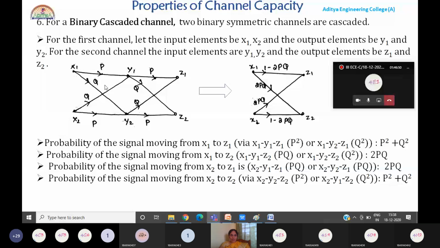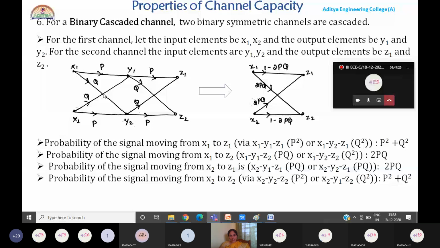Now can you tell me the probability of x1 moving z2 via y1. PQ, ma'am. P into Q. Okay, very good. Can it know what is the probability of x1 to z2 via y2? Q square, ma'am. ఇక్కడ చూడండి x1 to y2 is Q and y2 to z2 is P. Yes, ma'am. Sorry, ma'am. PQ. అప్పుడు PQ అవుతుంది. సో టోటల్ ప్రాబిలిటీ ఏంటి?